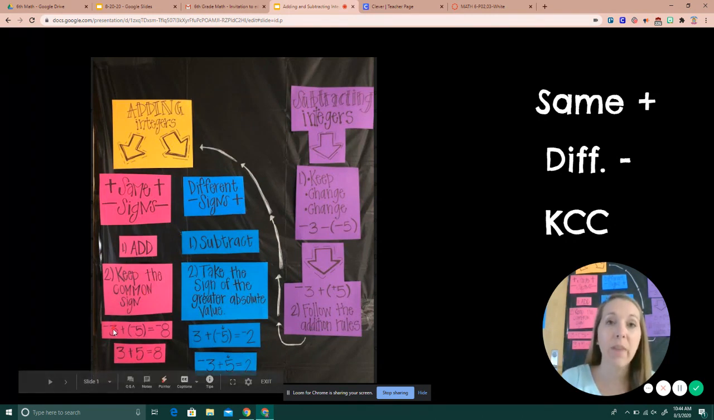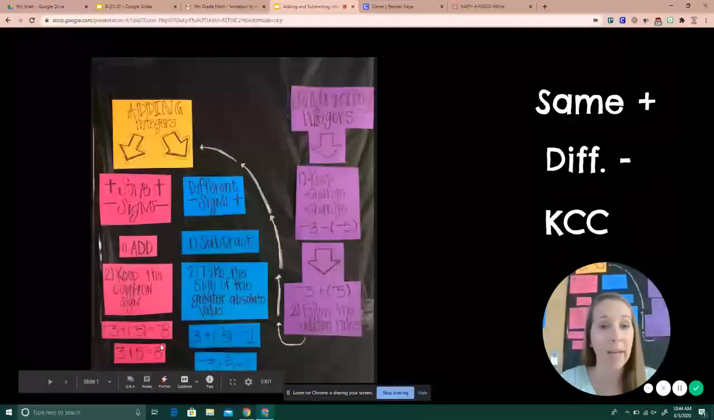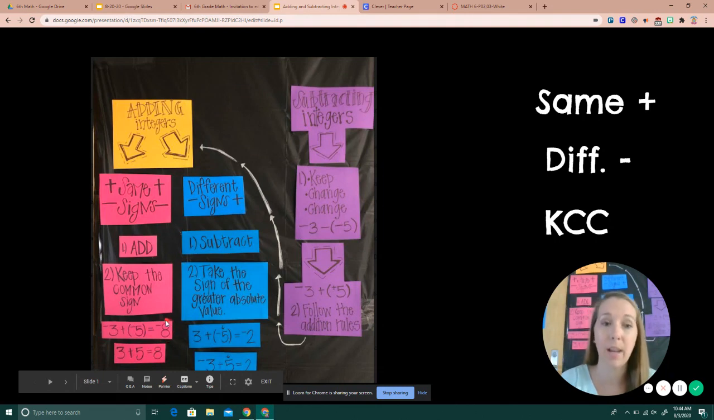For example, if you have -3 plus -5, they are the same sign, so you add 3 and 5 and get 8, and you keep that common sign, which is negative. On the next one, we have 3 plus 5. They are both positive, so we add them, get 8, and keep the positive.